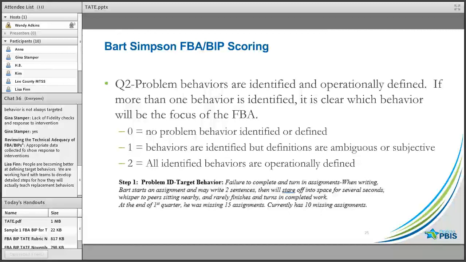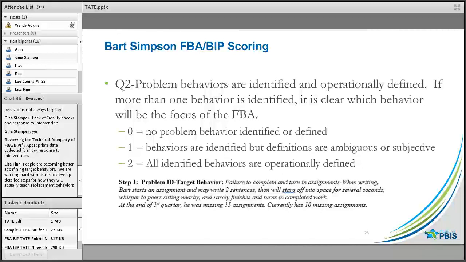They called the behavior failure to complete and turn in assignments. And this is their definition. When writing, Bart starts an assignment and may write 2 sentences, then will stare off into space for several seconds, whisper to peers sitting nearby, and rarely finishes and turns in completed work. So that's the end of their target behavior that we would look at to score for this question 2.